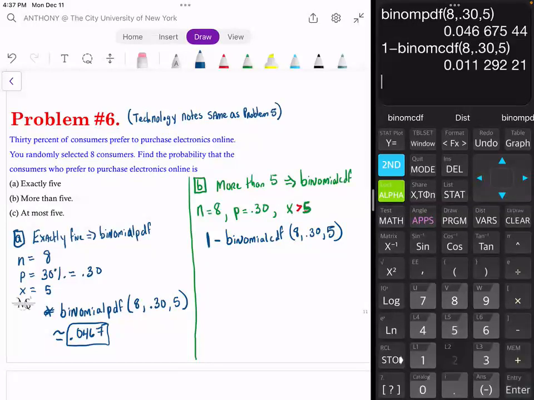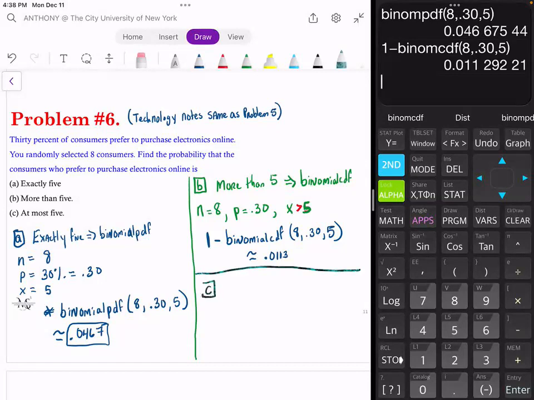And you get an answer. You can round this off to 4 decimal places. You get 0.0112, or 0.0113 actually, because the 9 will tell the 2 to go up 1. Okay, so that will be your solution for part B.